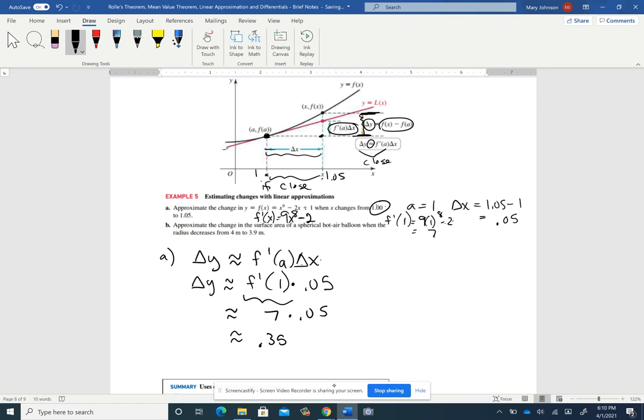So when x changes from 1 to 1.05, this right here is really 0.35, but we're using it to estimate the vertical change in your actual y coordinates. So that's A. All right, so on B, I'm going to use the same formula.